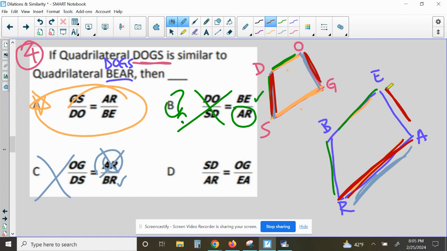No, it looks like the OG over EA do match up, but this piece does not match up with that. So this one is a little bit messed up also. So the first one we tried obviously is the best one. Now, did you see what they did?